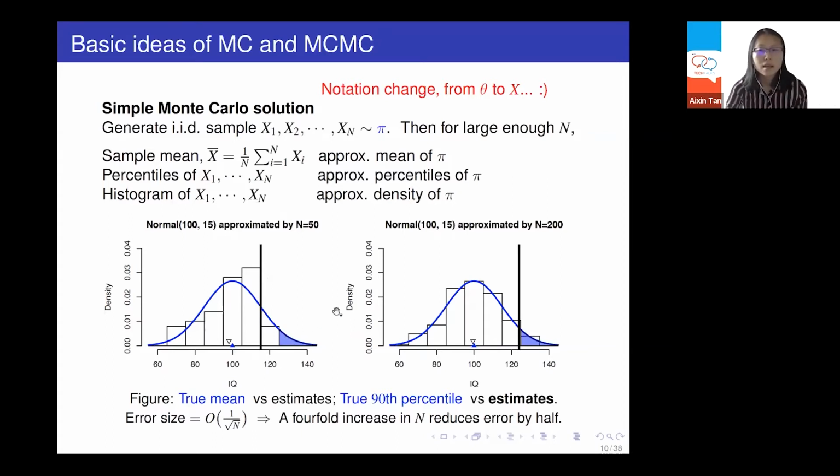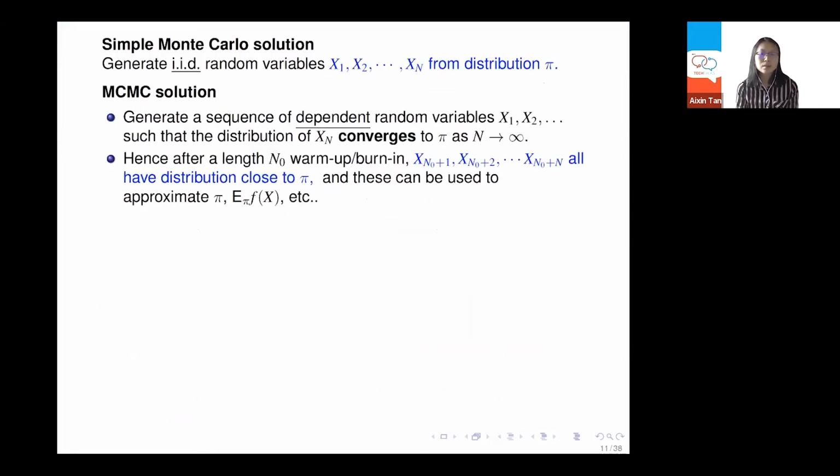You could increase your computing effort fourfold. Now you have 200 samples. This is the histogram. You can see the posterior mean estimate improved, and a huge improvement is seen in the percentile estimates. Just a reminder, the error size is about 1 over square root n, so a fourfold increase in n reduces the random error by half. Okay, so that's the simple Monte Carlo solution.